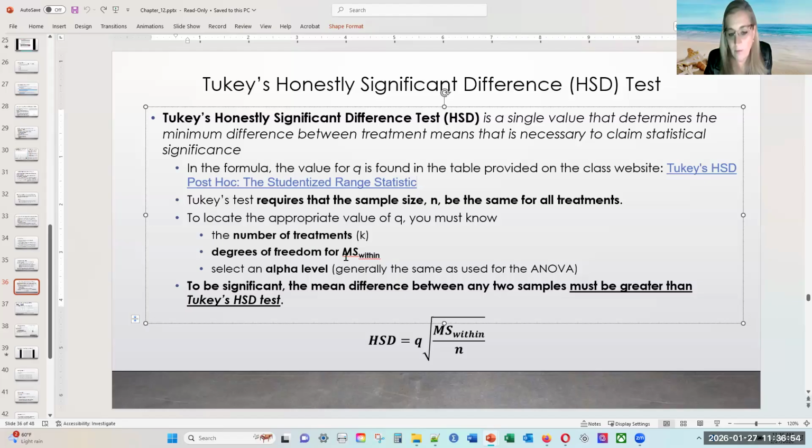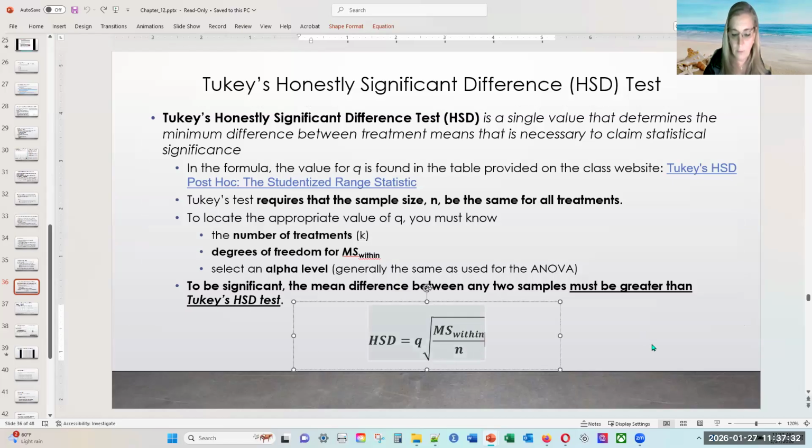Tukey's test requires that the sample size, N, in each group be the same for all the treatments, so you have to have the same number of people in each of the groups. You also need the degrees of freedom for MS within and the number of treatment groups, and then you select the alpha level, generally the same one that was used for the ANOVA. To be significant, the mean difference between any two samples must be greater than Tukey's HSD. You can see how that is calculated with the formula here, which isn't too difficult.